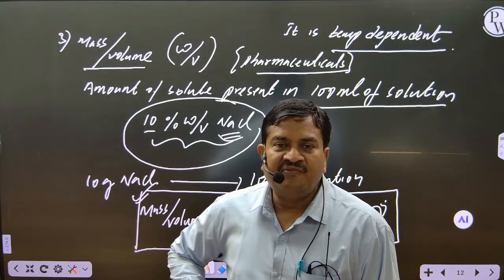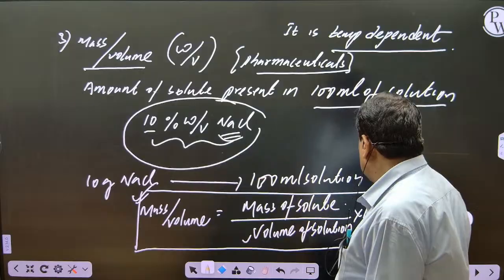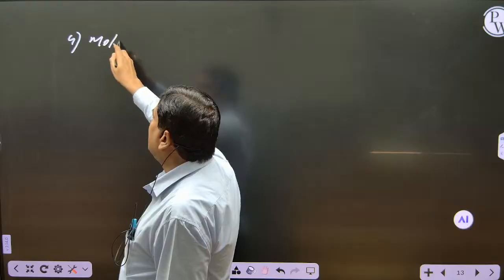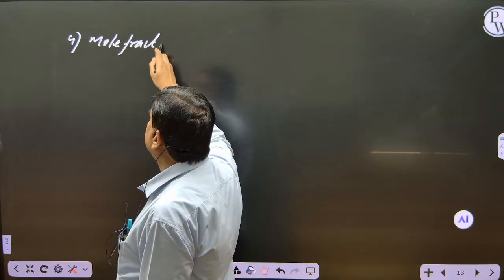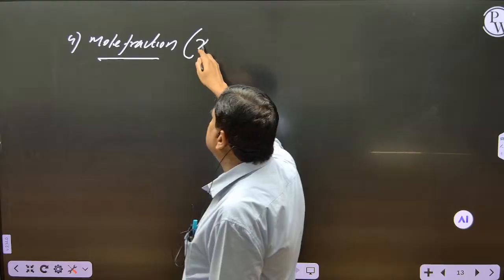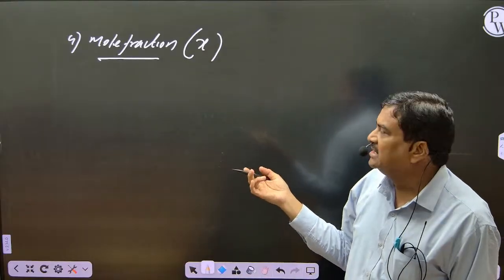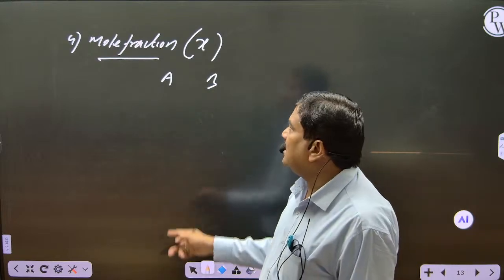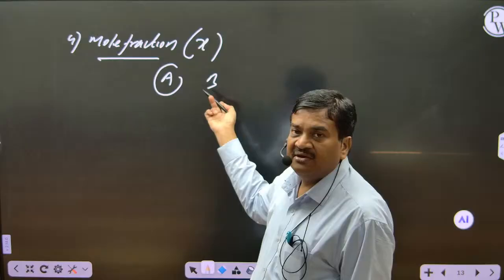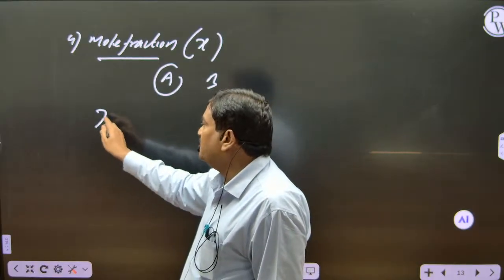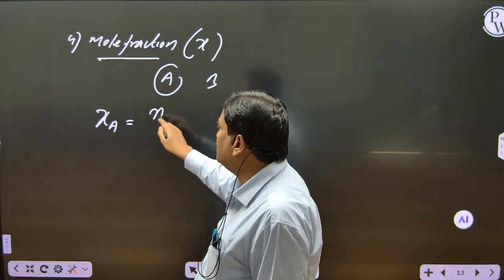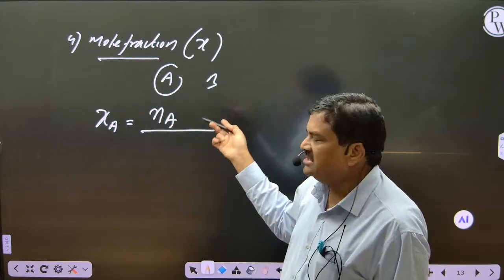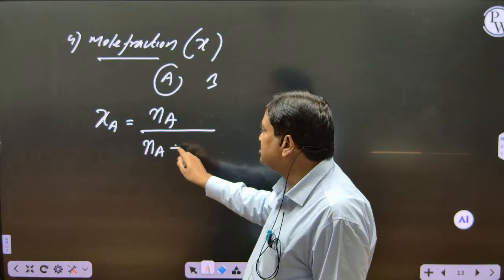Now write the next one, mole fraction, the last one. Fourth one, write mole fraction. Mole fraction is shown by the symbol chi. Now what is this mole fraction? Suppose I have two components, A and B. To get the mole fraction of A, we take the number of moles of component A by total moles of both components, that means moles of A plus moles of B.